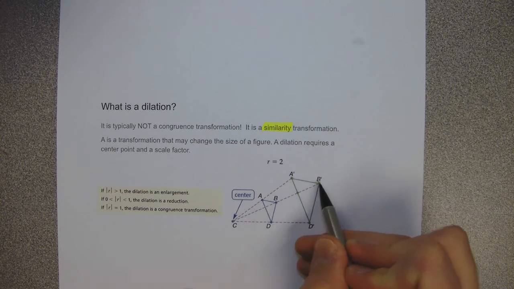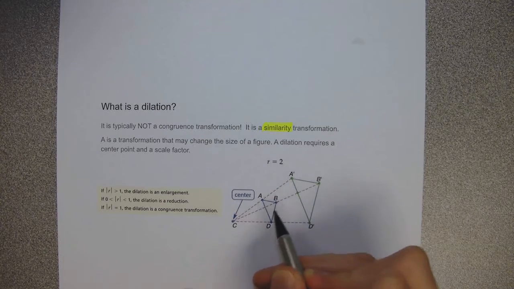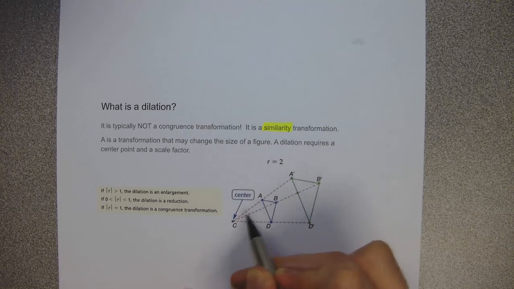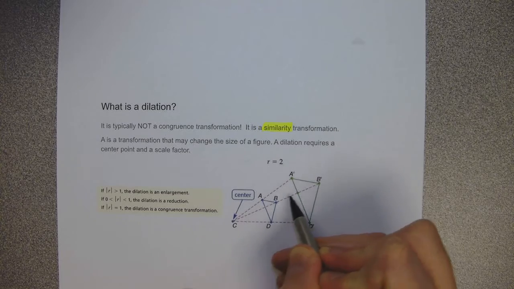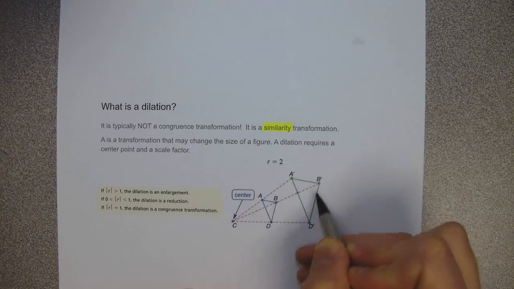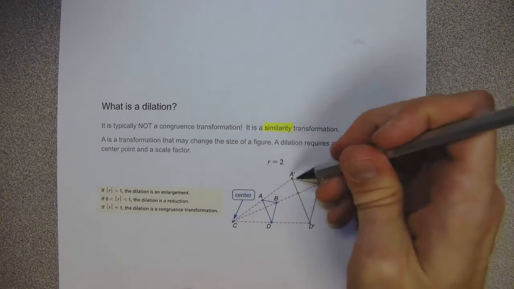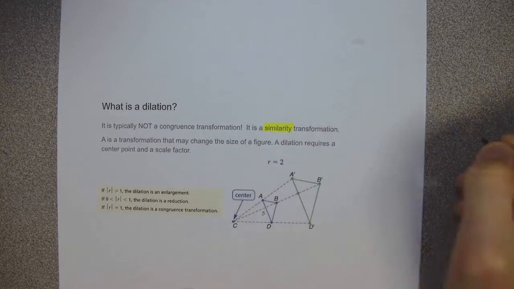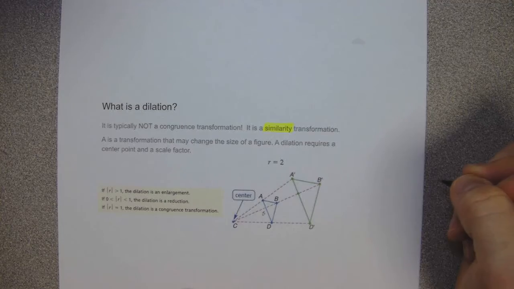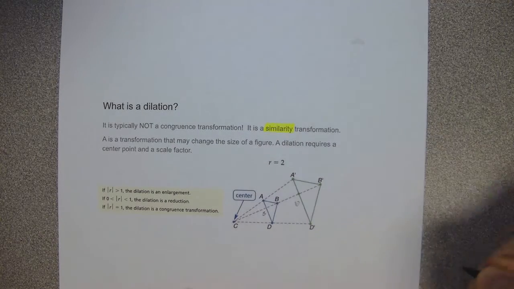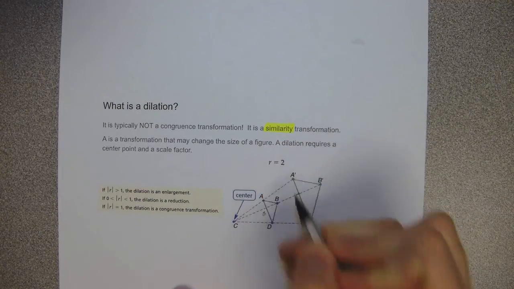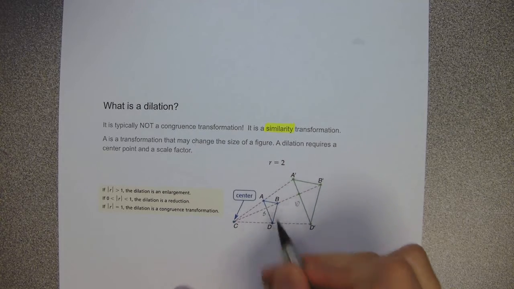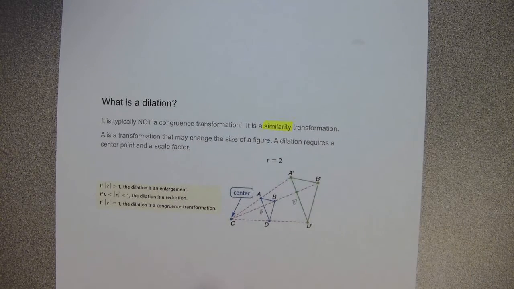Or B and B prime. Notice B is 1 unit away, whereas B prime is 2 of those units away. So we end up with double the distance, and notice we end up with something that is double the size in terms of those side lengths. So for example, if AD is 5 units long, then AD prime is going to be 10 units long. So again, this doubling effect, we're talking about side lengths and distances, not necessarily area measurements. So keep that in mind.